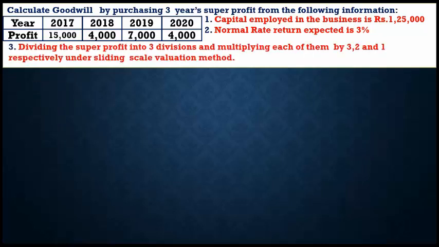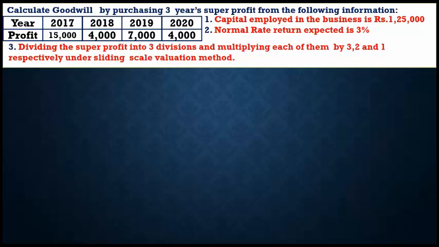Dividing the super profit into 3 divisions and multiplying each of them by 3, 2 and 1 respectively under the sliding scale valuation method. Okay, now we see that in this problem we are asked to calculate the goodwill under the super profit method and also in the sliding scale valuation method.